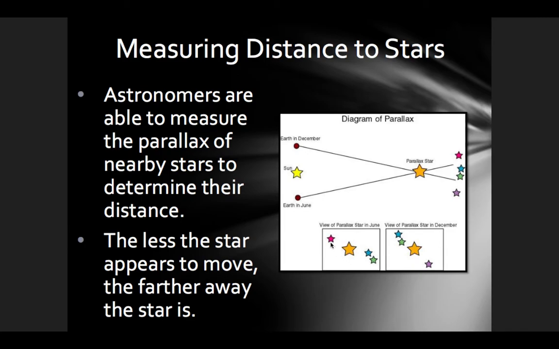So here's what it would look like. From Earth in June, the pink star would be visible, and the blue and the green would be visible down here. But when we switch to December, the stars look different, even though they really haven't moved. We have a different alignment of stars. So the less the star appears to move, the farther it is away from Earth.